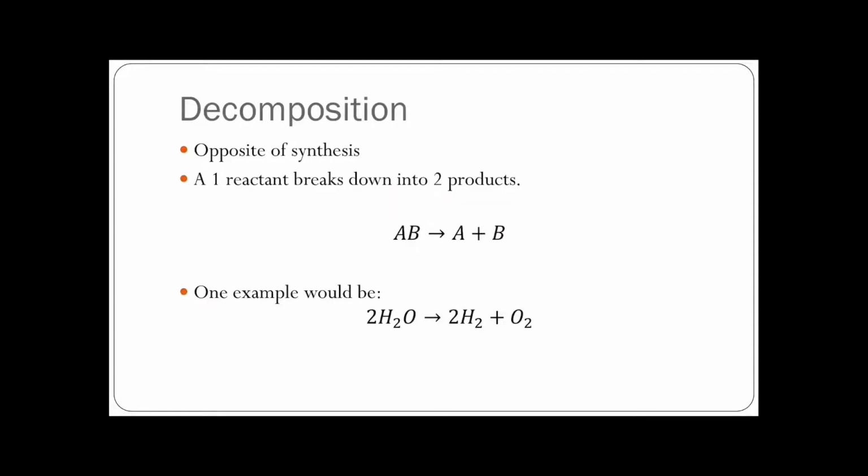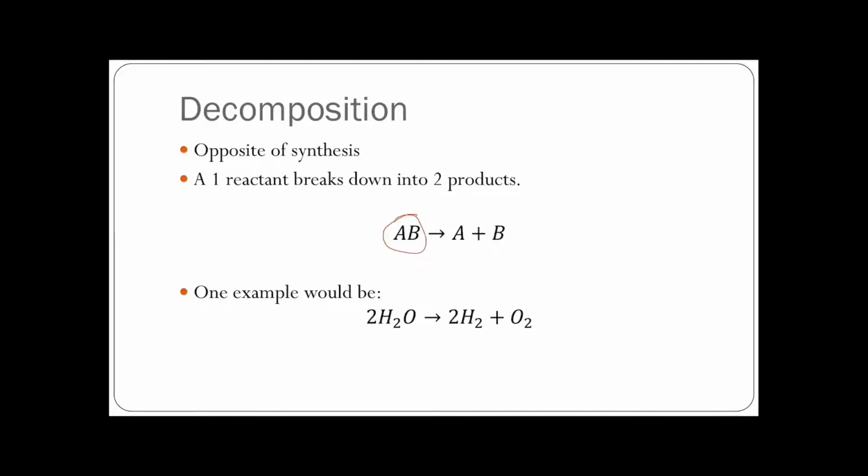Now let's talk about decomposition. This is the opposite of synthesis. It takes one reactant and breaks it down into 2 products. So we've got AB as a compound, the only thing that's coming into the equation, and it's being broken down into A and B separately. So AB is being pulled apart and separated into an A and a B.